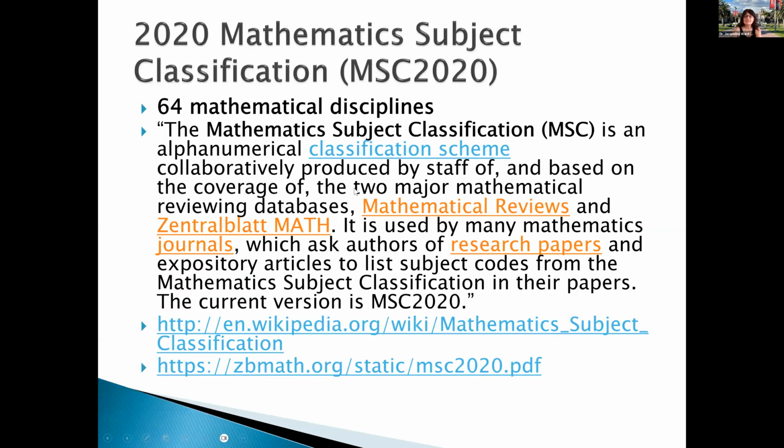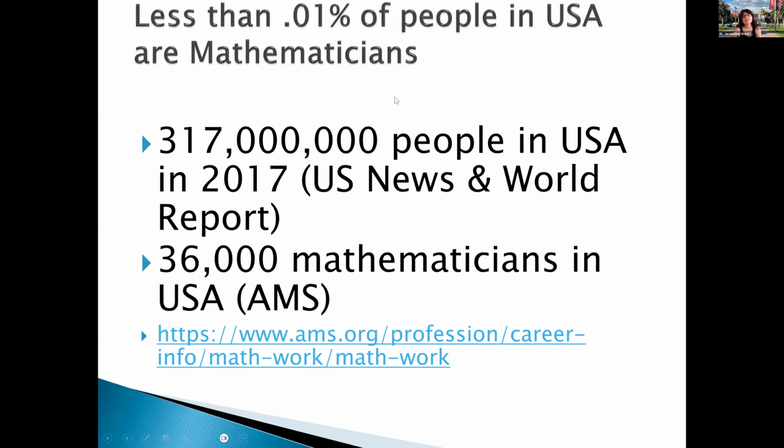So those are different ways of understanding the field of mathematics. Interestingly, back in 2017, at least, less than 0.01% of all people in the US are mathematicians.